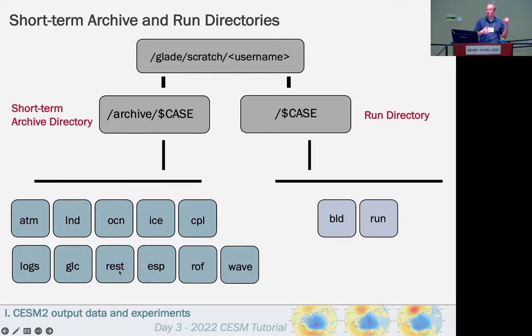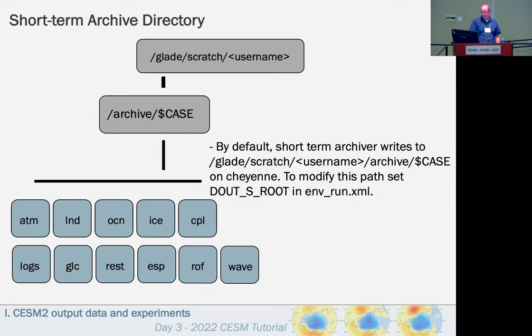So you can always go there and grab restart files if you need to do a branch or hybrid off of a simulation. I should note that, by default, it goes to this Scratch archive, but you can always change it in future simulations. You just have to modify the DOUT_S_ROOT variable in the run. So set it wherever you want. Maybe don't do it to your home, you'd probably crash it, but anywhere else is fine.